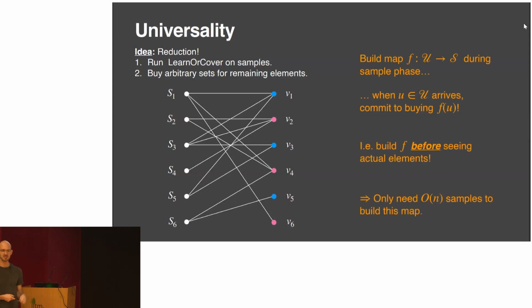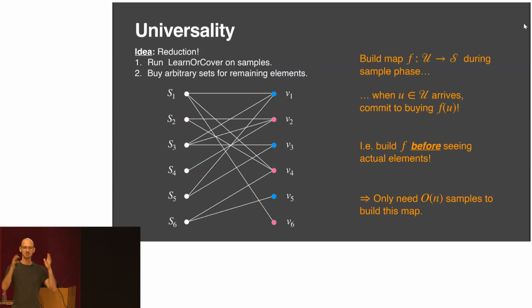What I mean by universal is this algorithm is actually building a map F that maps elements to sets during the sample phase. And then when an element U arrives, this algorithm commits to buying F of U. So meaning, before it's even seen any of the elements that come during the actual adversarial part of this process, it's already committed to what it's going to do. It's highly, highly non-adaptive. That's clear. So that's what I mean by universal algorithm.